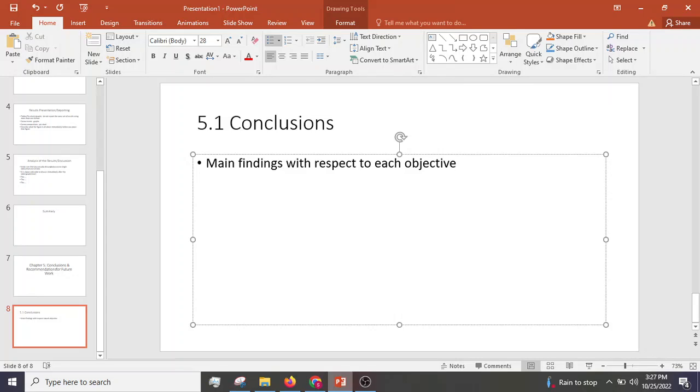Unlike in chapter 4, the previous chapter, where you have to discuss in detail all of your findings, in 5.1 you are just going to summarize and highlight the main findings. That's it. You can explain Objective 1: how was it achieved? Is it achieved? If a particular objective is not achieved, you can explain it here. Why have you not achieved it? What have you achieved? Which part of it have you not achieved? So this is where you include your conclusions.